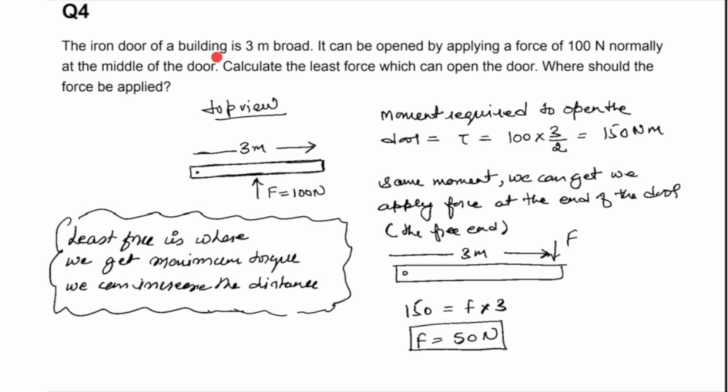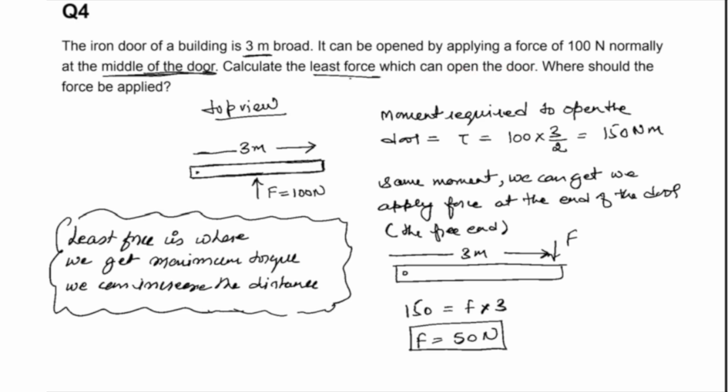The iron door of a building is 3 meter broad. It can be opened by applying a force of 100 Newton normally at the middle of the door. Remember that the point of application of force is the middle of the door. If it is 3 meters, so at 1.5 meters we are applying a force. Calculate the least force which can open the door.